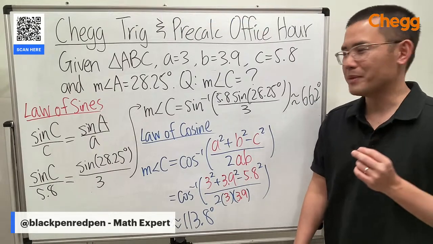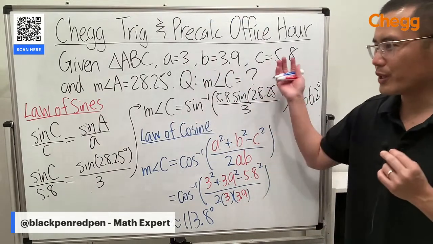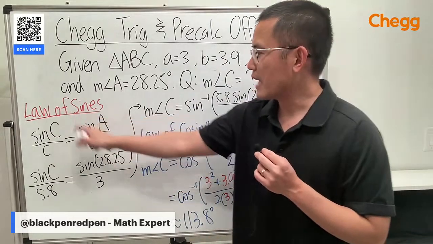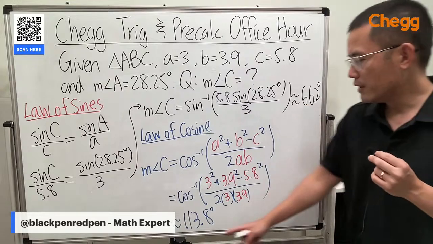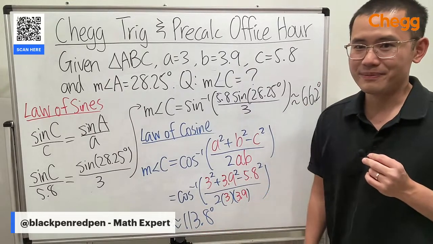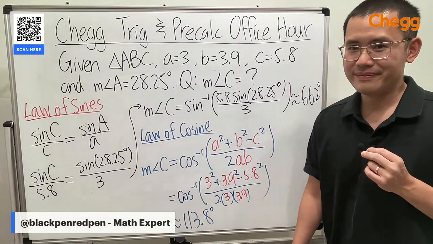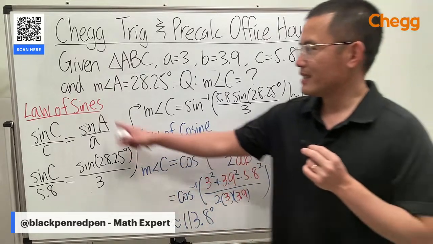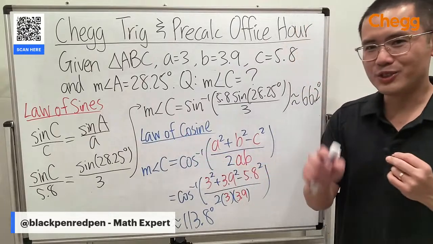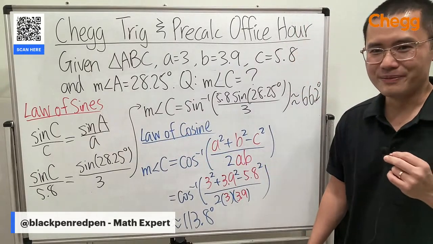So for the people just coming, check this out. We have this trig question, and we have law of sines versus law of cosine, and we end up with 66.2 versus 113.8. So which one's correct? Law of sines or law of cosines? Drop a comment in the chat and let me know.